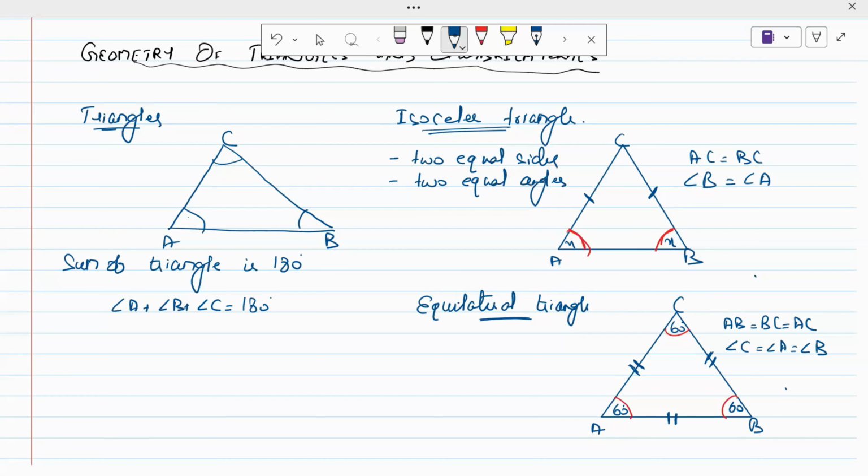Because we know that the sum of a triangle is 180. And if all three angles are the same, then 180 divided by 3 would give us 60. So in the case of equilateral triangles, all three angles are always 60 degrees.